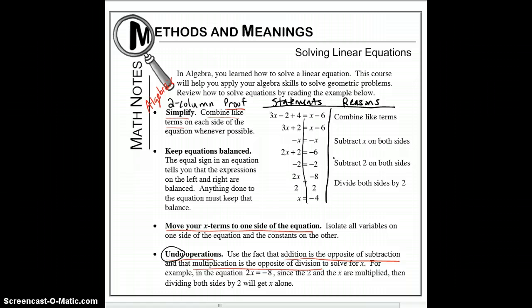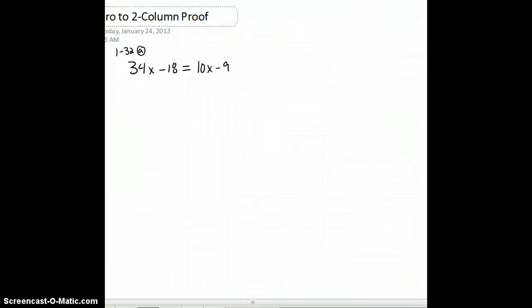So let's go to a fresh page. So now if you want to pause for a second and find this problem, it's right underneath your math notes. It's 1-32 letter A. So now what I would like you to do for A, B, C, and D, because this is your performance problem that you'll be turning in for me today, I would like you to do all 4 problems in a two-column proof format. I will do one for you to show you what I'm looking for, and then you'll be required to do B, C, and D on your own.